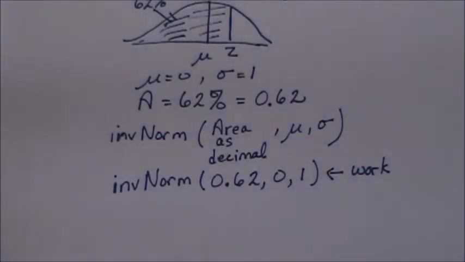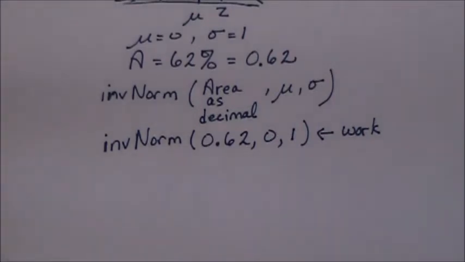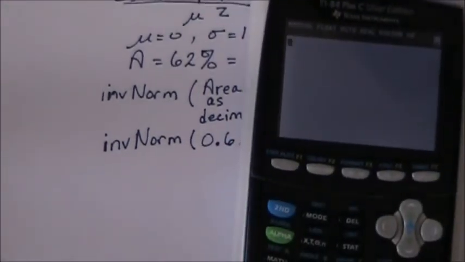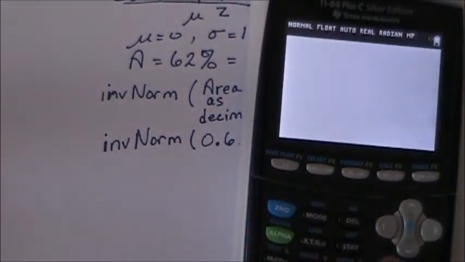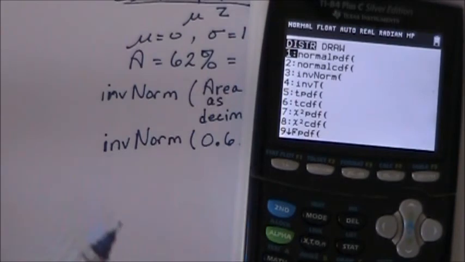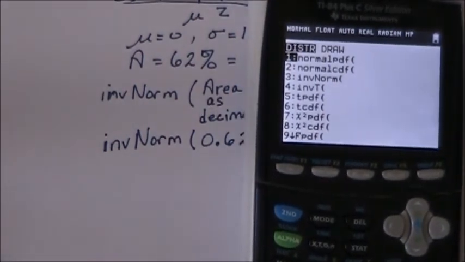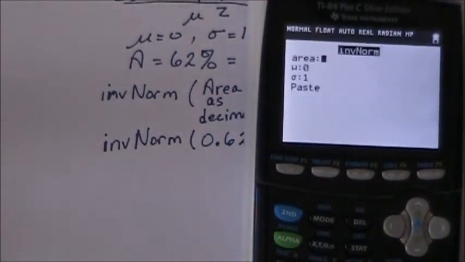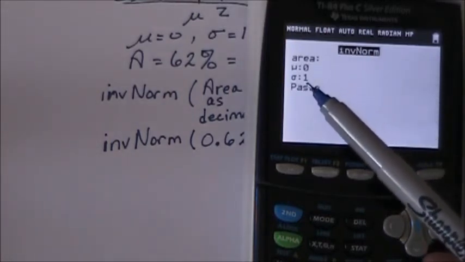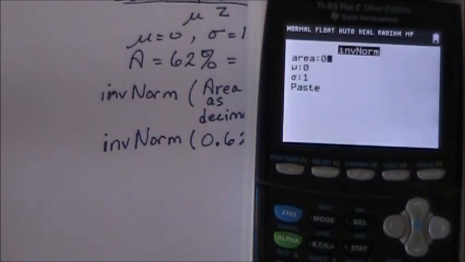Now that we have the work done on our paper, we can go to our calculator. For our calculator, the inverse norm is in the second var section, and it is option number 3. So we're going to go down to number 3 and hit enter. We are going to put our area in, our mean in, and our standard deviation. In this case, the area was 0.62. Our mean was 0. Our standard deviation was 1. Down to paste, hit enter. Hit enter on the calculating screen.